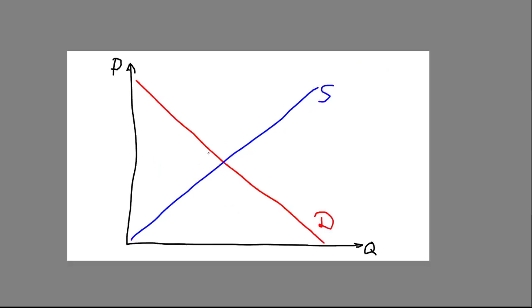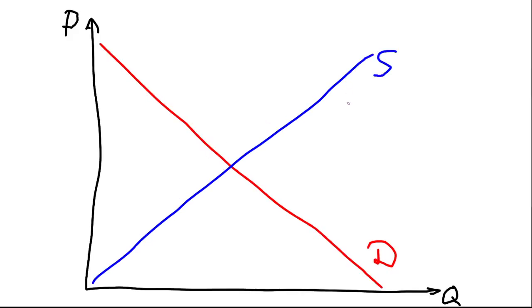Now, what happens in classical markets that you saw in Introduction to Economics? You say that there is this equilibrium price, P, at which demand and supply are equalized, and this is the price that is established in the equilibrium. So what does happen at this price?